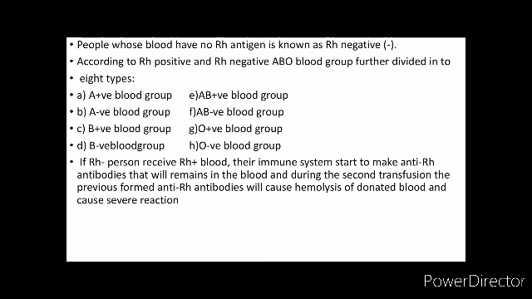If an Rh negative person receives Rh positive blood, their immune system will start to make anti-Rh antibodies that will remain in the blood, and during the second transfusion, the previously formed anti-Rh antibodies will cause hemolysis of the donated blood and can cause severe reactions.